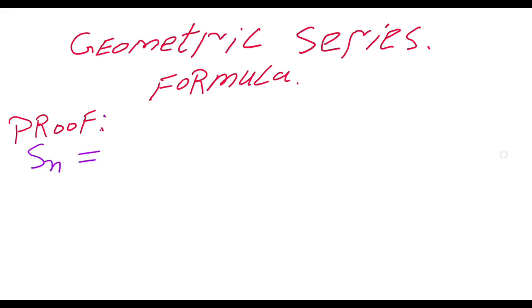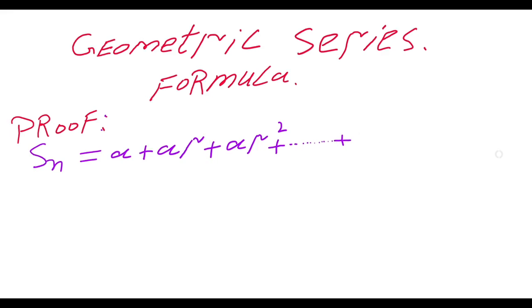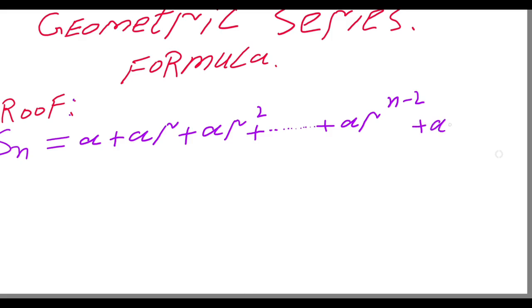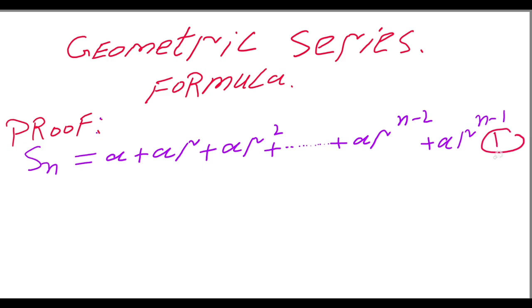is equal to a plus AR, first term, then second term, then third term AR square, plus so on, plus AR power n minus 2, the second to last term, plus AR power n minus 1. So this is my equation 1.